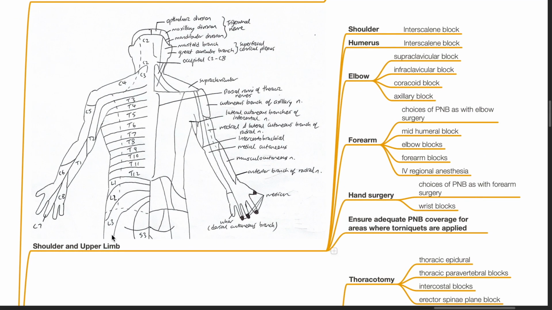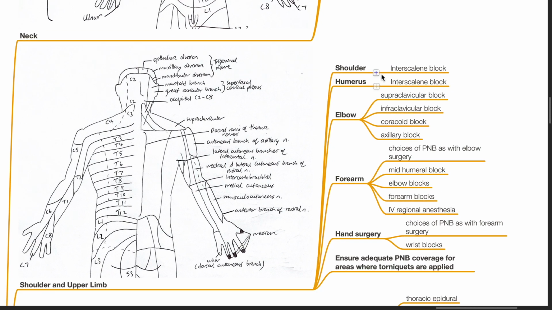Shoulder and upper limb. Shoulder surgery, interscalene block. Humerus surgery, interscalene block. Elbow surgery, supraclavicular, infraclavicular, coracoid or axillary block. Forearm surgery, choices of PNB as with elbow surgery, with other choices including mid-humeral block, elbow block, forearm blocks, and IV regional anesthesia. Hand surgery, choices of peripheral nerve block as for forearm surgery, plus wrist blocks. Ensure adequate peripheral nerve block coverage for areas where tourniquets are applied.